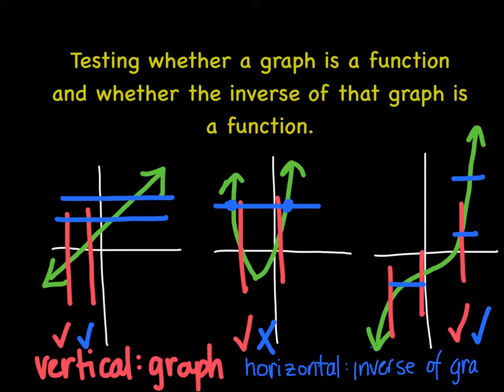So one more time. I can test whether or not a graph, so the green graphs here, are functions by doing the vertical line test. If it hits more than once, then it is not a function. If it doesn't hit more than once, then it is a function. I can also tell whether the inverse of this green graph is a function by doing the horizontal line test. If it doesn't hit more than once, then it is a function. This hits twice, so the inverse of this green graph will not be a function.